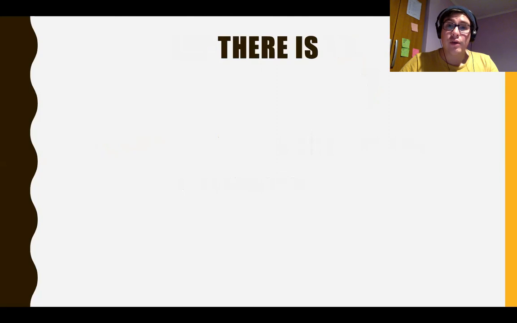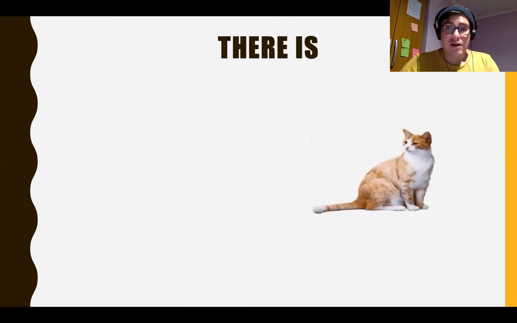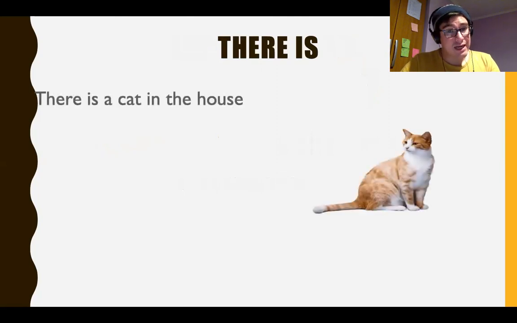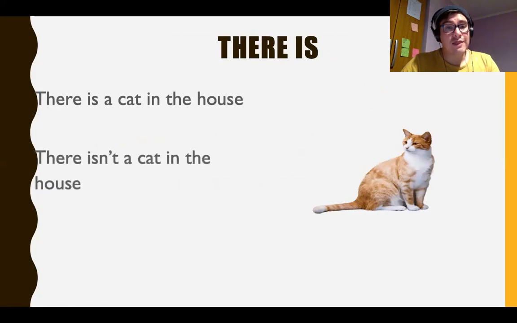Alright, so let's make a short review. If we are talking about singulars, we use there is. For example, there is a cat in the house. The negative form would be there isn't a cat in the house. And the question, is there a cat in the house?